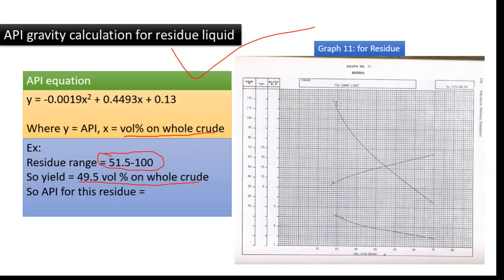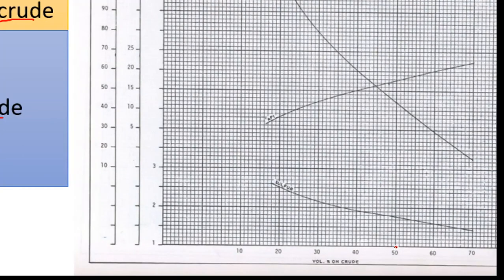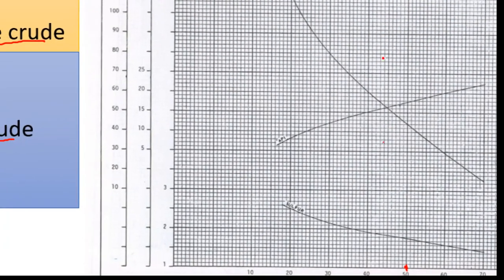So we have to search for 49, which is very close to 50. So we can go at the 50 value. This is the 50 value and this is the API graph. If you go on the y-axis, this is 15, 16, 17. It is between 17 and 18. You can take the 17.5 value. So this will be the API value.